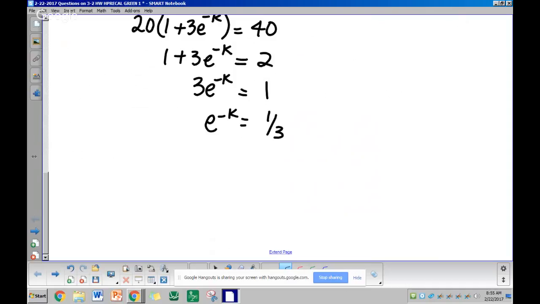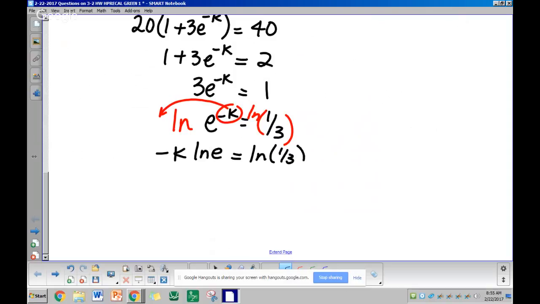And to solve for k, I have to take the natural log of both sides, bringing the negative k down in front. And so then we get negative k times ln of e equals the natural log of 1/3, but ln of e is 1. This goes to 1. And so we get negative k equals natural log of 1 over 3.